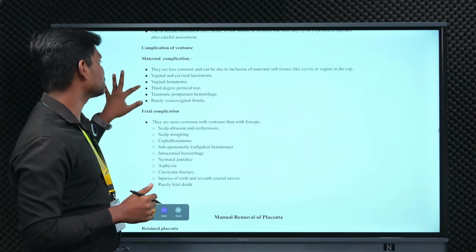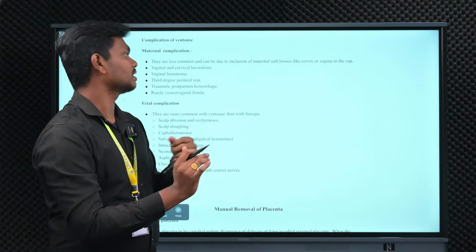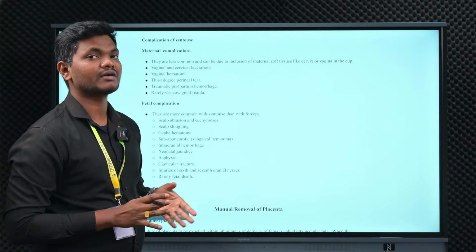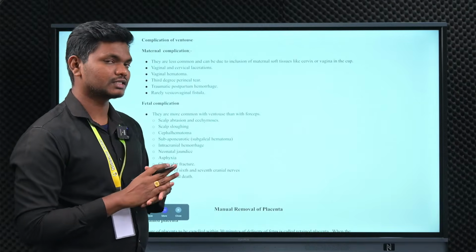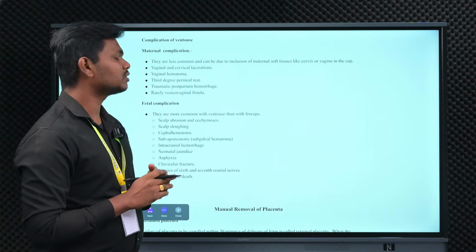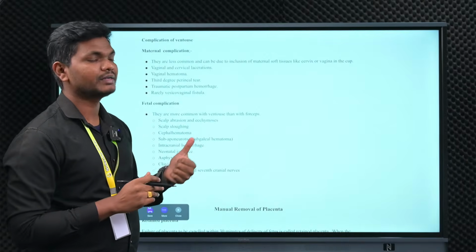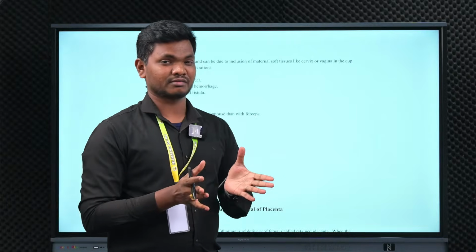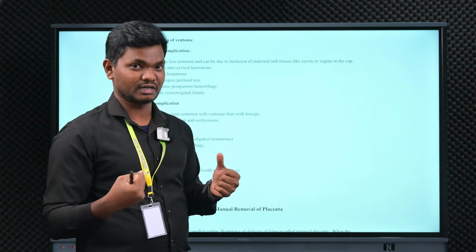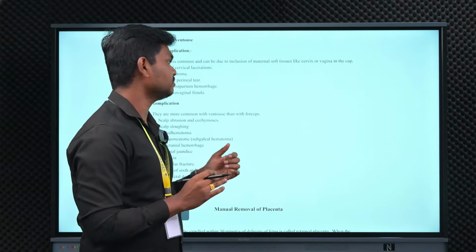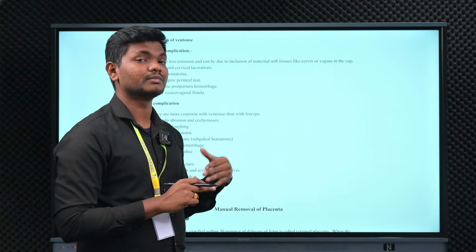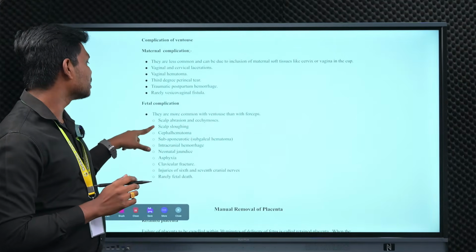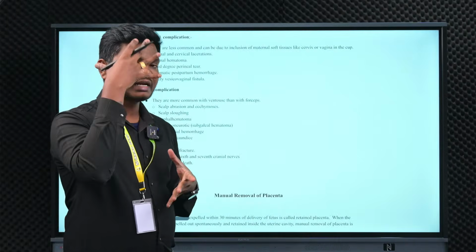Now some of the complications of vacuum extraction. Maternal complications are less common because it may not affect the mother as much as forceps delivery, but vaginal hematoma, vaginal tear or laceration can happen. A perineal tear can happen due to the large size of the baby, or when we forcefully take the baby out. Other than that, there are not many complications for the mother, but fetal complications are more here because the cup is applied on the fetal skull.